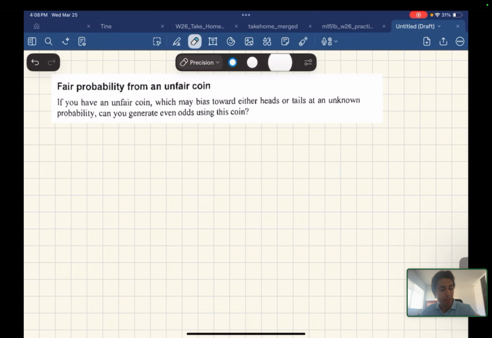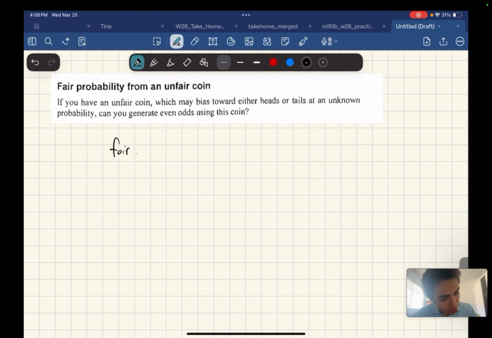So what you can do is break it into two flips. You say, we'll flip it twice. If some sequence happens, I win. But if some other sequence happens, you win. So let's break that down.